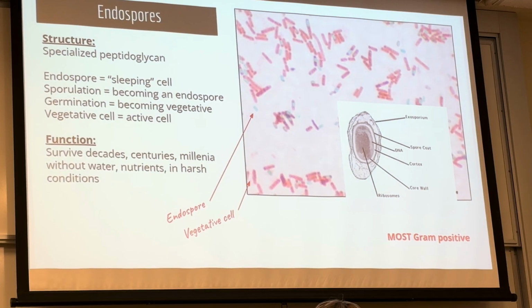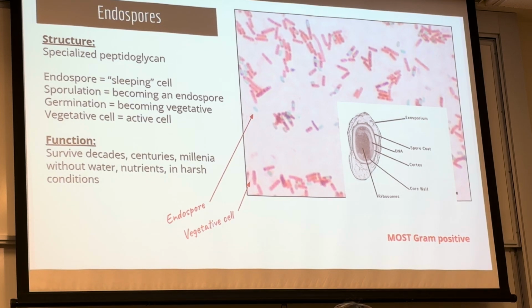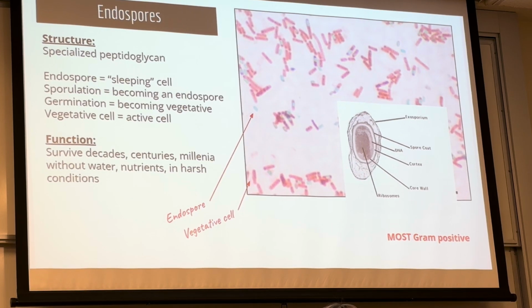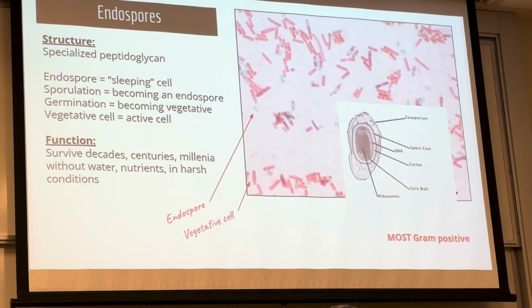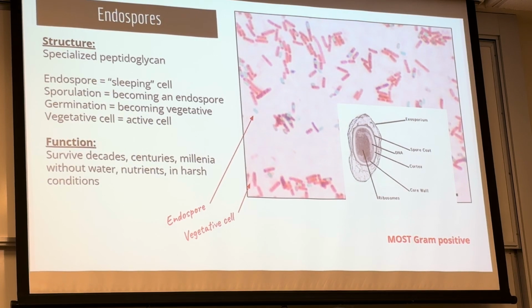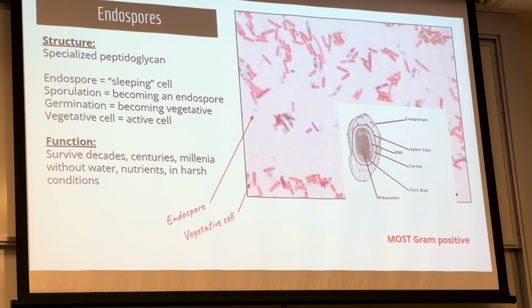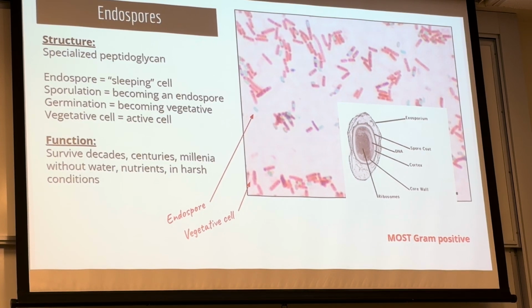It's a similar question, but what determines if a cell can become an endospore? It's the species. Only certain species can. They have a special form of peptidoglycan that can form this really thick shell. Great question. Only some species can.